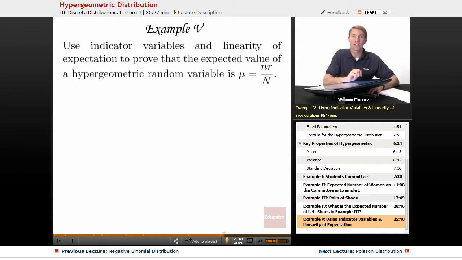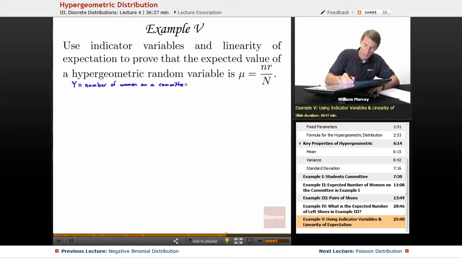Remember the premise of the hypergeometric distribution. We're calculating a random variable that represents the number of women on a committee of little n. Little n is the number of people on our committee.